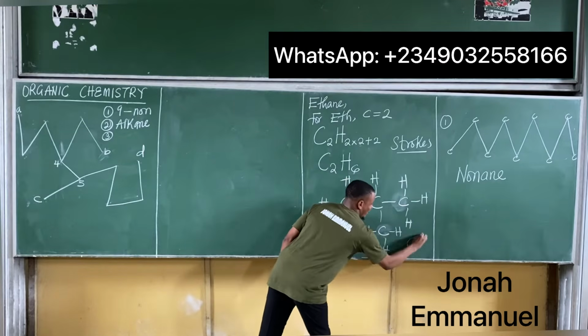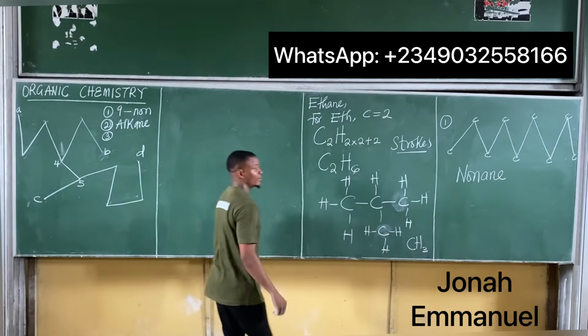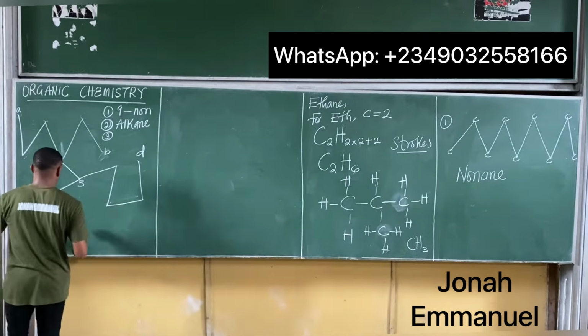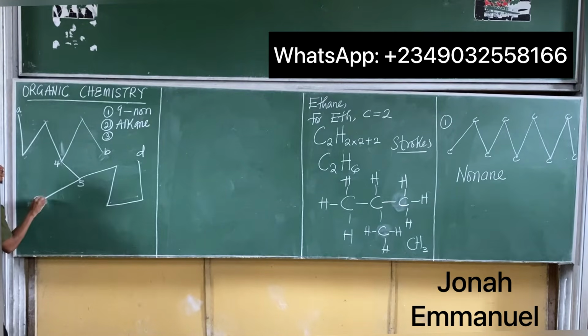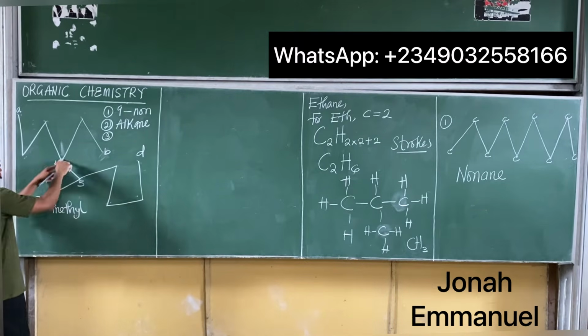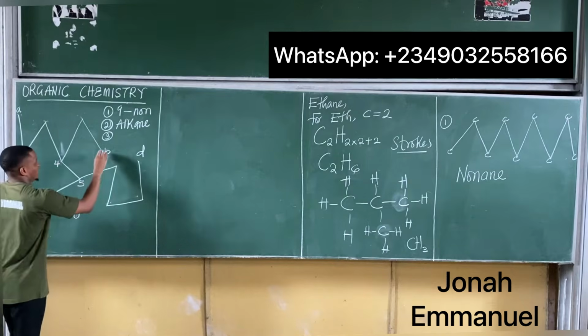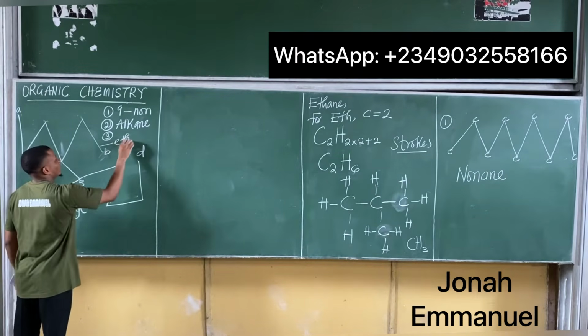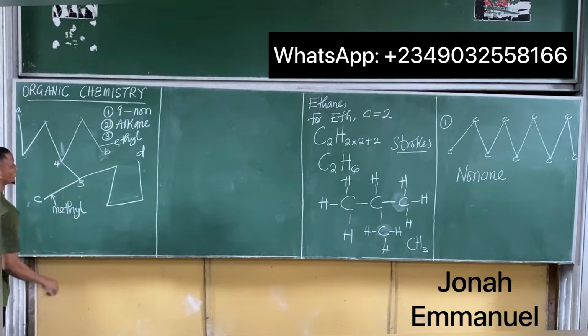C, H3. What's CH3? Methyl. All right. So a one carbon atom substituent is a methyl. So this one becomes methyl. If a one carbon atom substituent is methyl, what will 2 be? Ethyl. So this one becomes ethyl. So name this compound. What will it be there?